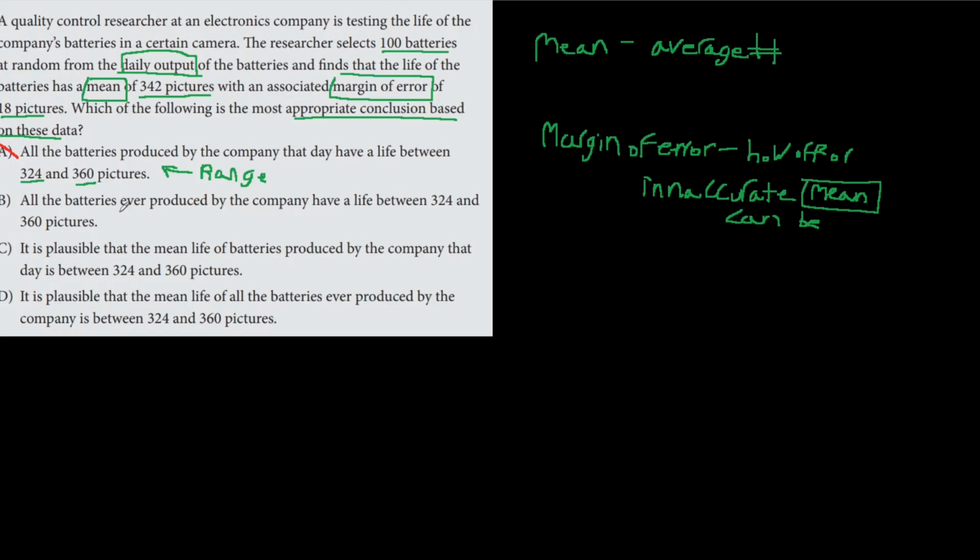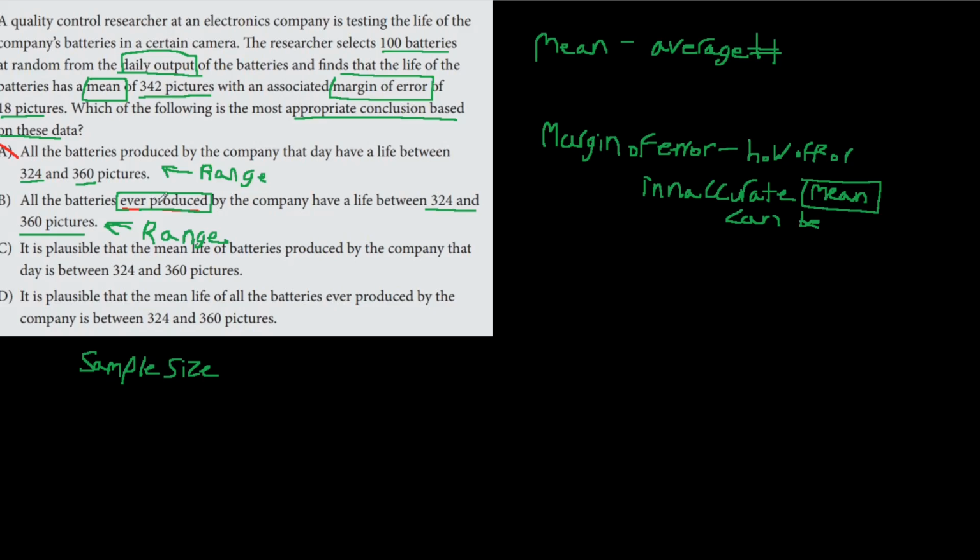All the batteries ever produced by the company have a life between 324 and 360 pictures. So once again, this talks about the range, right? And on top of that, it's saying all the batteries ever produced, but what you have to keep in mind is the sample size, or the population, right? We only tested the daily output, so we only know the mean, I should say, for that one single day.